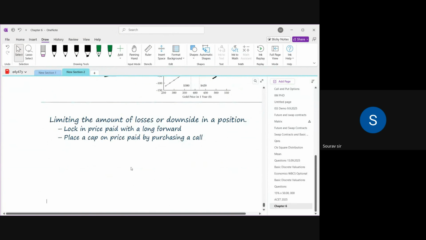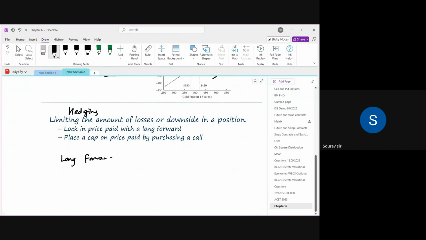Limiting: the buyer worries about future price, so hedging helps to limit this. And here, what are the two hedging methods? Long forward contract. That means the buyer enters a long forward, which locks in the price they will pay in the future. Remember, the benefit is full protection, but no benefit if the price falls. That is a condition.